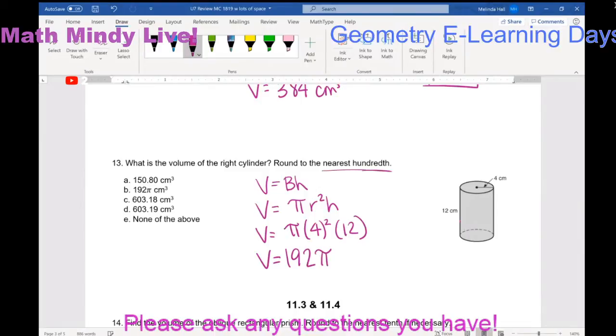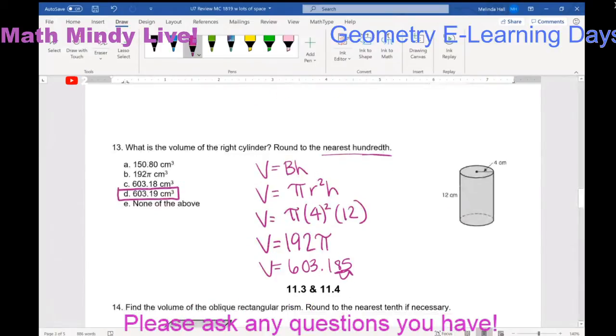And because it says round to the nearest hundredth, be careful to not just take that answer, because we do need to multiply by pi. But the iPhone calculator doesn't like to turn sideways. Times pi, and that would give us a volume of 603.185. Rounding to the nearest hundredth, that 8, looking at the 5, would tell us to round up. So it would be 603.19. Okay.